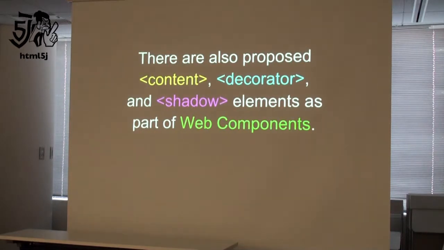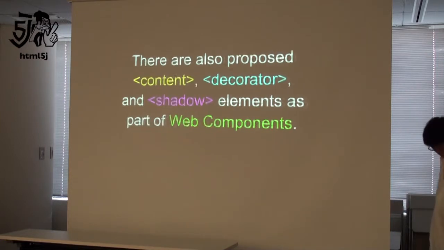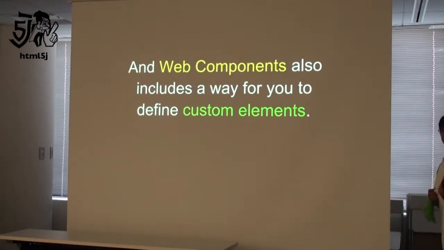There are some other proposed elements with creative names like content, decorator, and shadow. These are not part of the HTML spec, but they're in a separate spec, which eventually will get merged into the HTML spec. And there's another feature of web components that even allows you to define your own custom elements. So if you've ever wanted to have elements that aren't in the spec, you can just go crazy and start coming up with all kinds of new elements and giving them all kinds of crazy names.